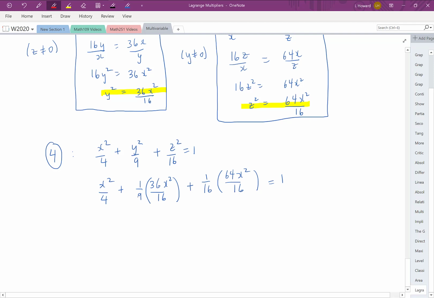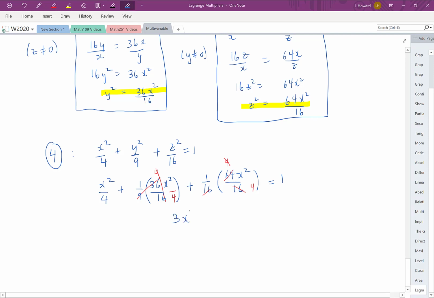So in the second term, you could call that entire thing x squared over 4 after you do your simplification. So 36 over 9 was 4, and then 4 over 16 gave us the 1/4. Okay, and then same deal here, 64 over 16 is 4, and then 4 over 16 leaves us with 1/4. Okay, so from there, we should be able to finish off the problem.